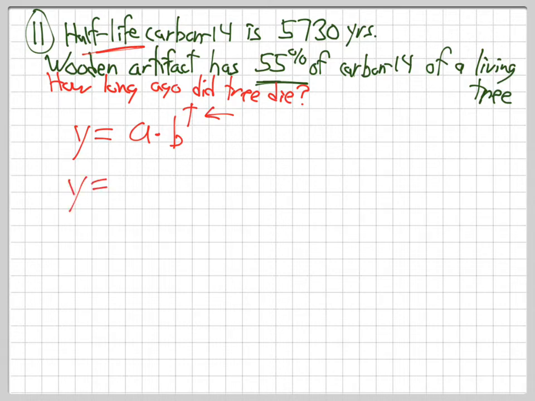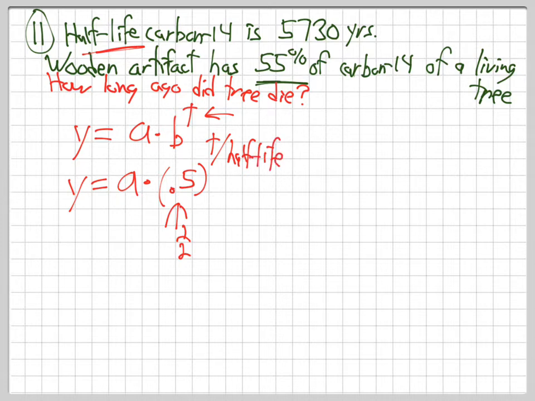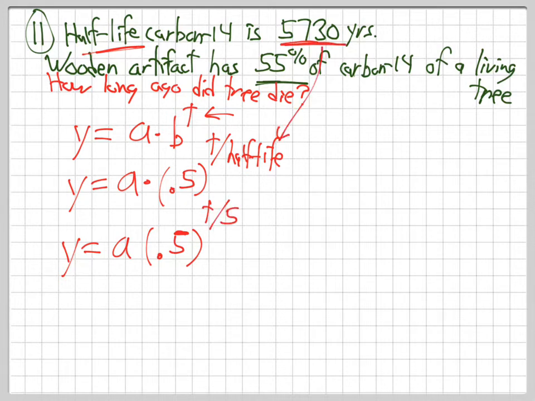So a is always the starting amount. B, we do the 0.5, that's because of the half-life, that's half, right, to the t over the half-life. That's always how it works. So that's the formula we use. 0.5 to the t over. Now what is the half-life? 5730 years. So there we go. The half-life is 5730 years.